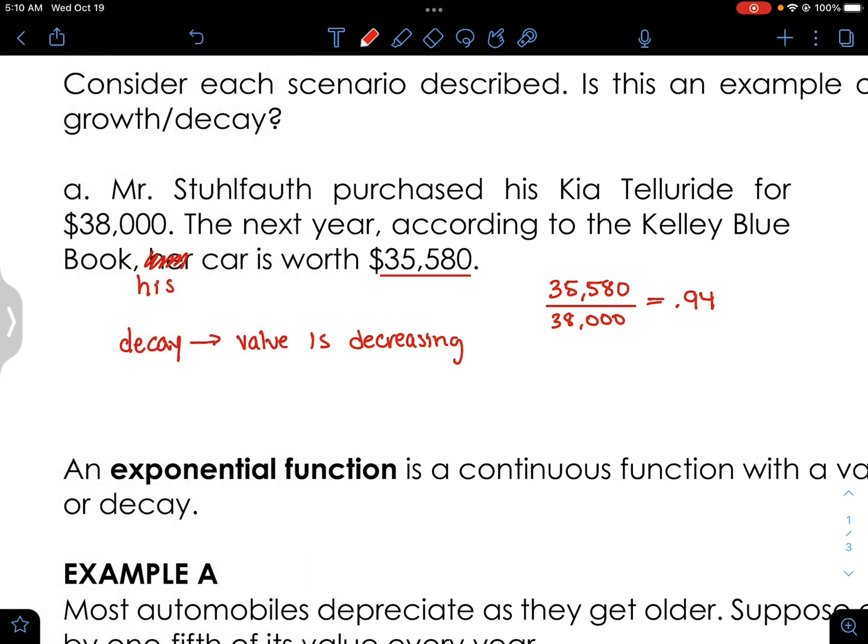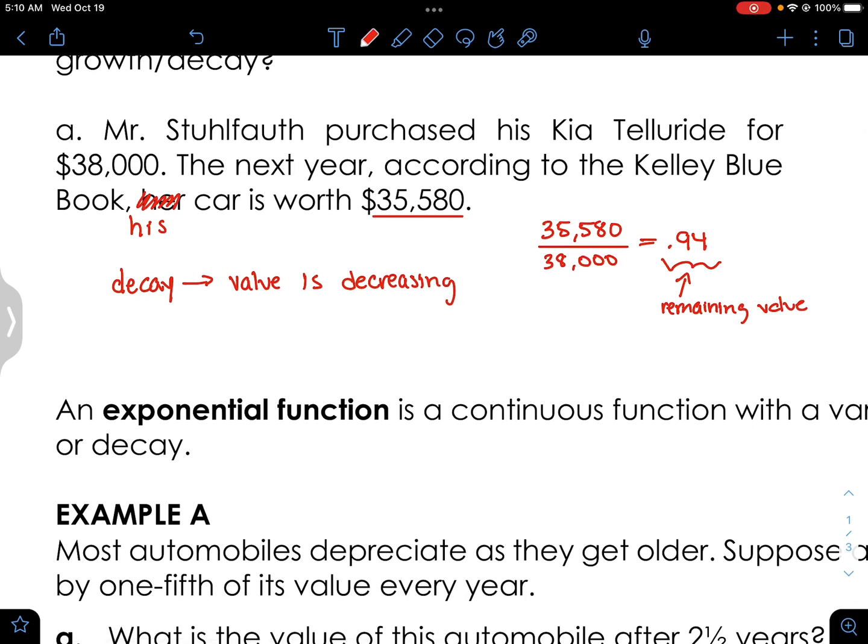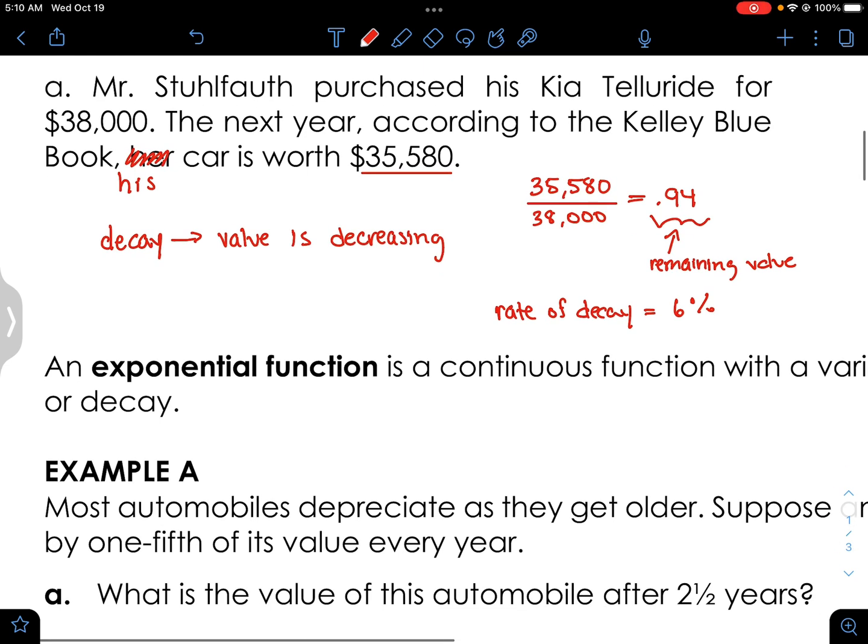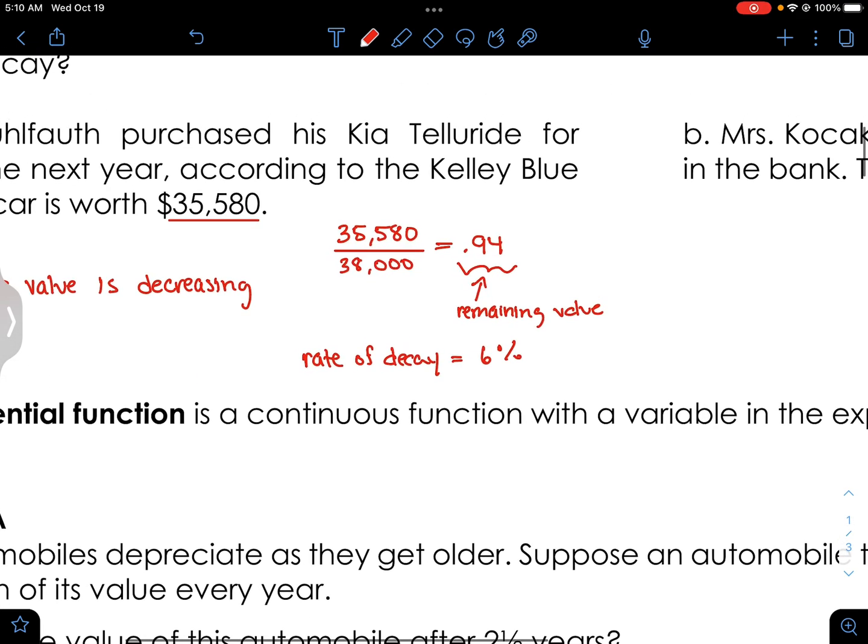So this right here is not the rate of decay. This is telling you how much of the value you have left. So this is the remaining value. And so if you think about this, if you only have 94% of the value remaining, this would mean that you had a rate of decay of 6%.